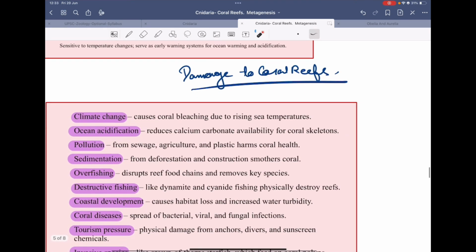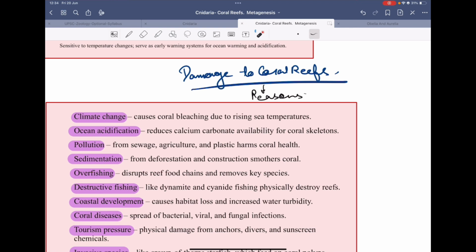So if damage to corals happens, it is due to certain reasons. There are certain reasons for damage to the coral reefs. First one is climate change. There is coral bleaching due to rising sea temperature. Ocean acidification also causes coral bleaching.